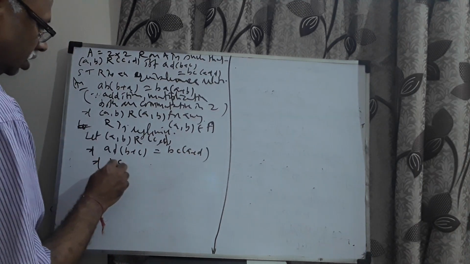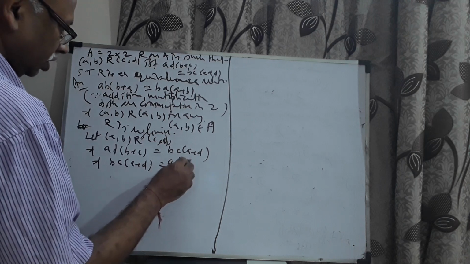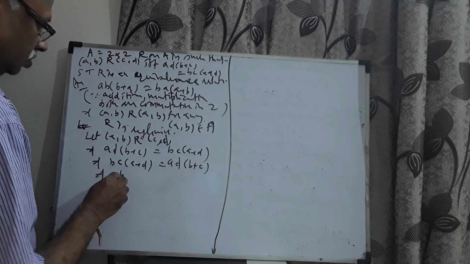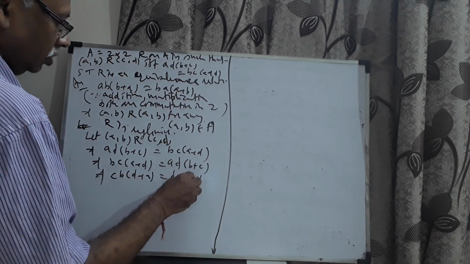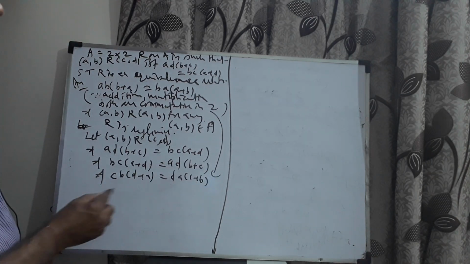What I will do is I will write BC into A plus D here and I will bring this to the other side. AD into B plus C can be written as CB into D plus A to B is equal to DA into C plus B. The same reason I should write: multiplication, addition, both are commutative.